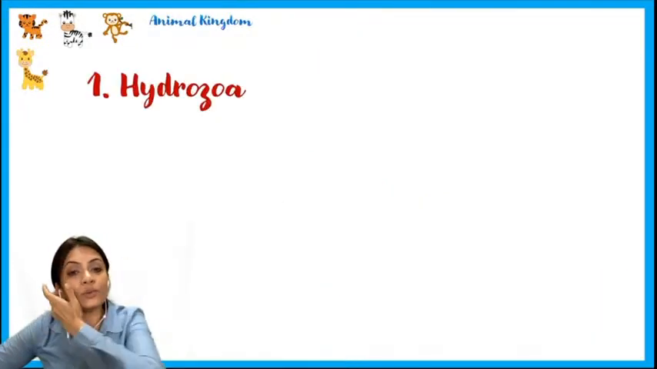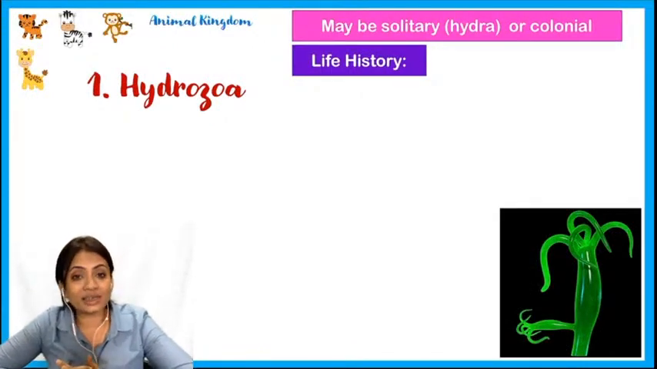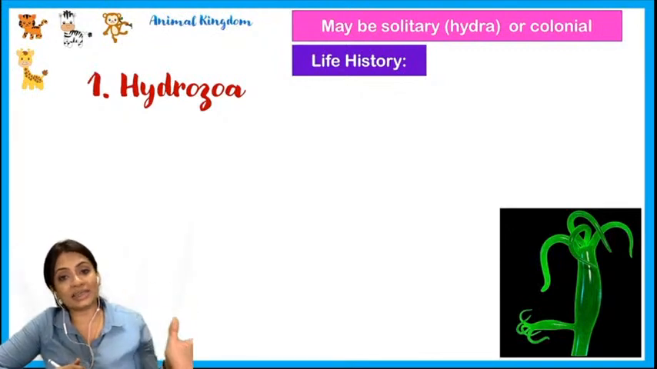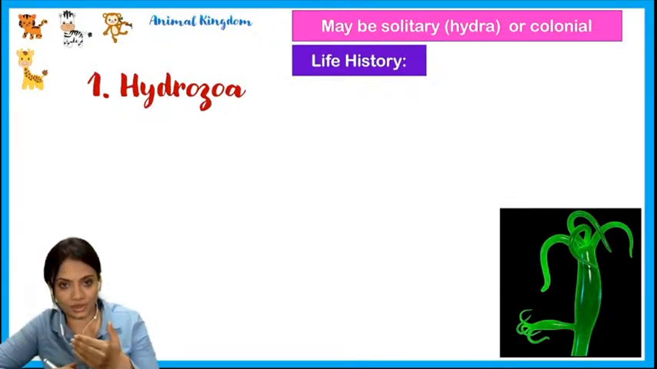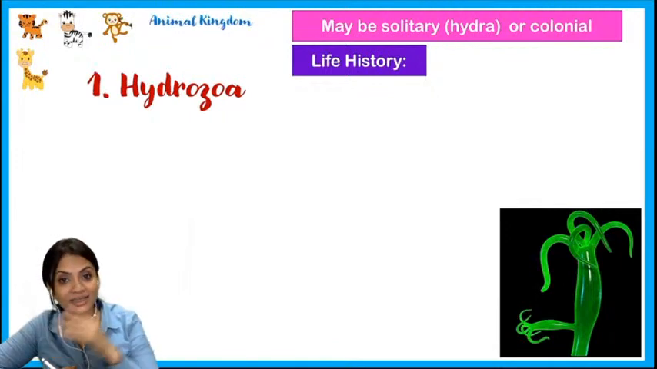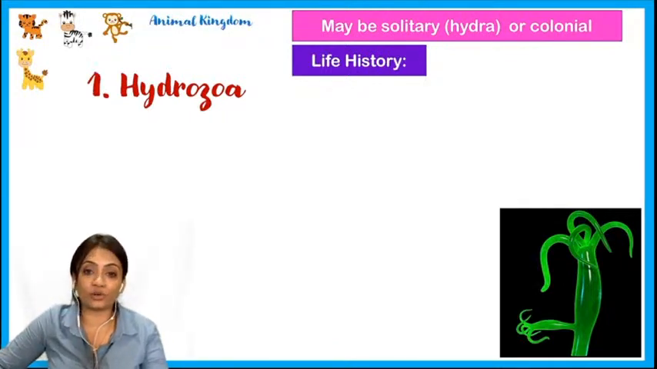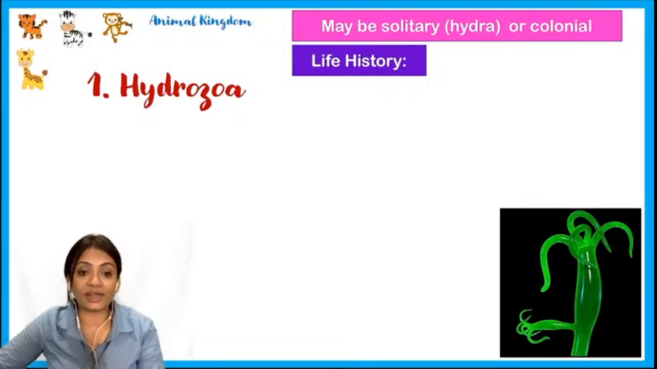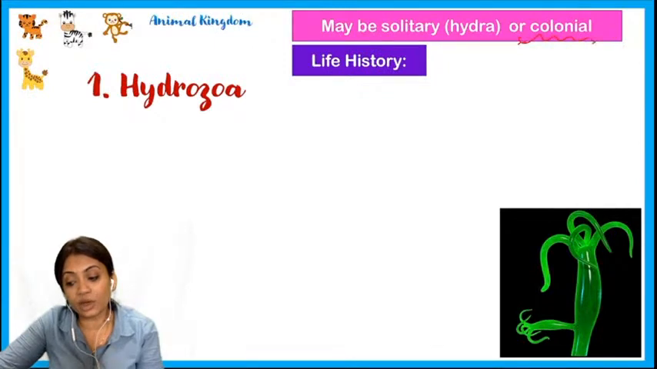Beginning with Hydrozoa. Here you will see many characteristics of the basic Cnidaria that we have studied, but now we're going to see the different classes. Naturally, when we're studying a class, the basic features are going to be there, but amongst the classes there will be some differences. In Hydrozoa, they may be solitary, like a Hydra, or they may be found in colonies.